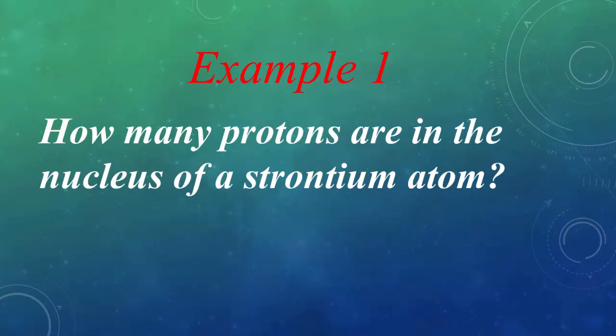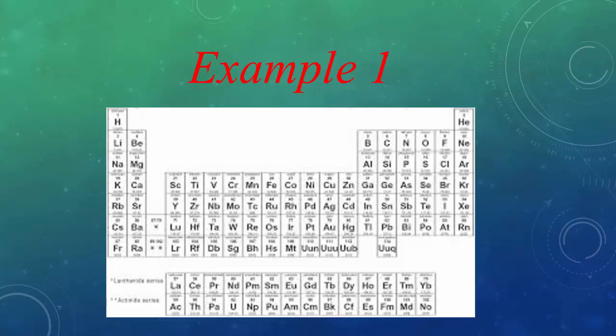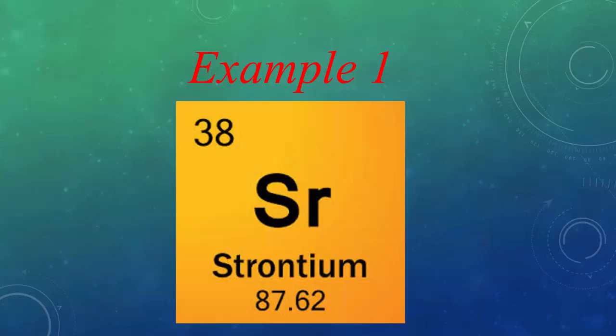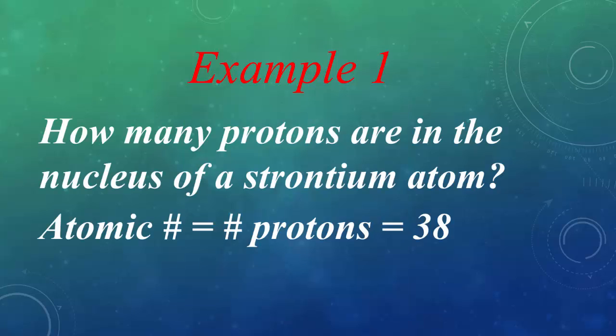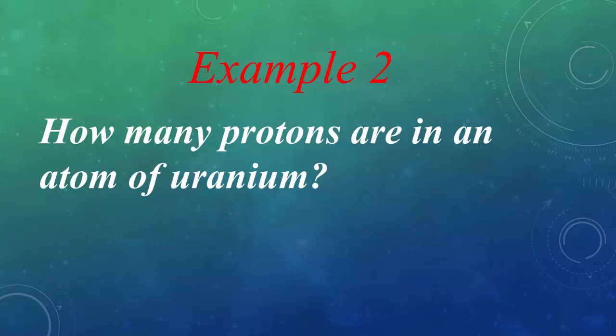How many protons are in the nucleus of a strontium atom? You go to your periodic table and you find strontium. You then look at the block of strontium. You'll see a whole number, and that's 38. That's the atomic number. So since the atomic number equals the number of protons, we can say that the strontium atom has 38 protons.